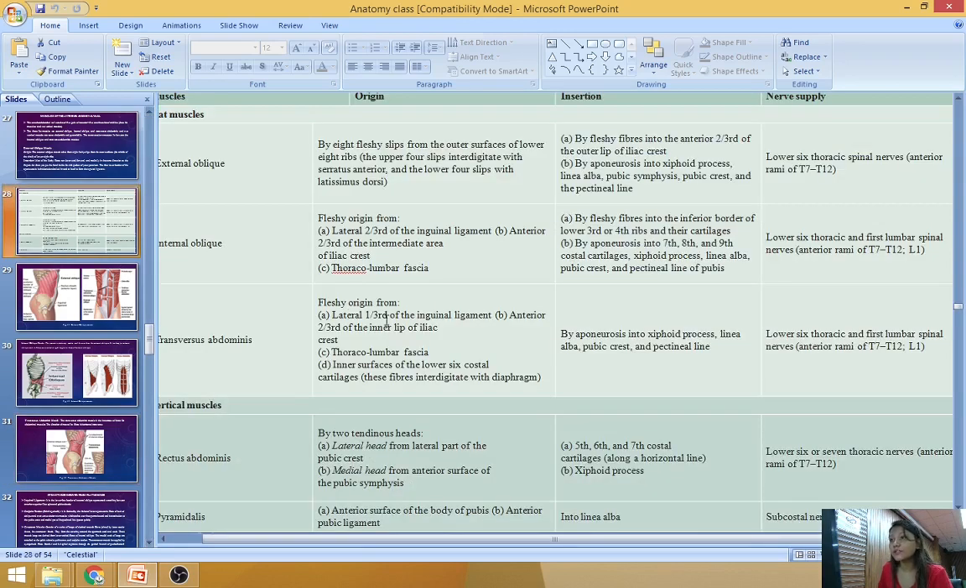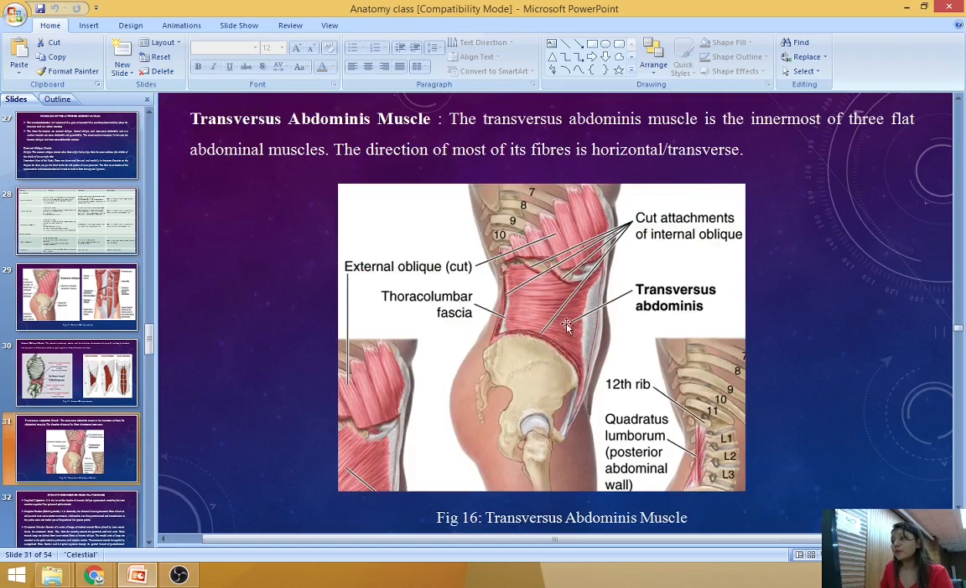And what is the origin? Lateral one-third of the inguinal ligament, anterior two-thirds of the inner lip of the iliac crest, thoracolumbar fascia, and lower 6 costal cartilages. And the insertion is the aponeurosis into the xiphoid, linea alba, pubic crest, and pectineal line, with the same nerve supply. So see the origin: the lateral one-third of the iliac crest, and lateral two-thirds was for the internal oblique, and one-third is for the transversus abdominis.